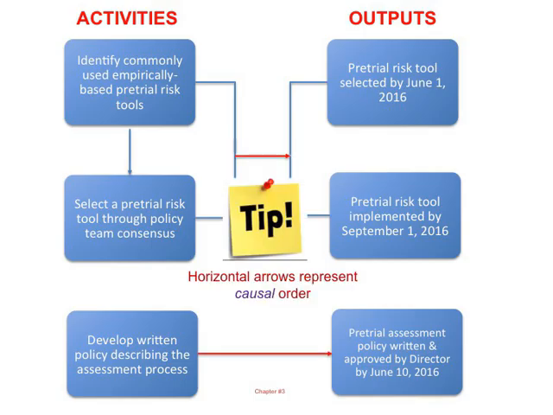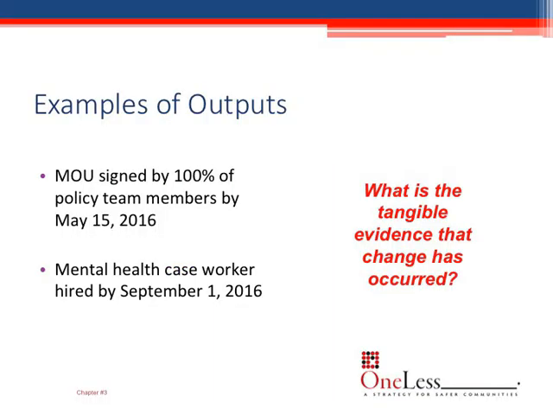Notice also the use of horizontal arrows, those that point from left and right. These represent causation. The activities column reflects what we intend to do. The outputs column reflects how we will know if it is done. To determine your outputs, simply ask yourself, how will we know the activity was conducted? Or, what is the tangible evidence that the activity has been conducted?